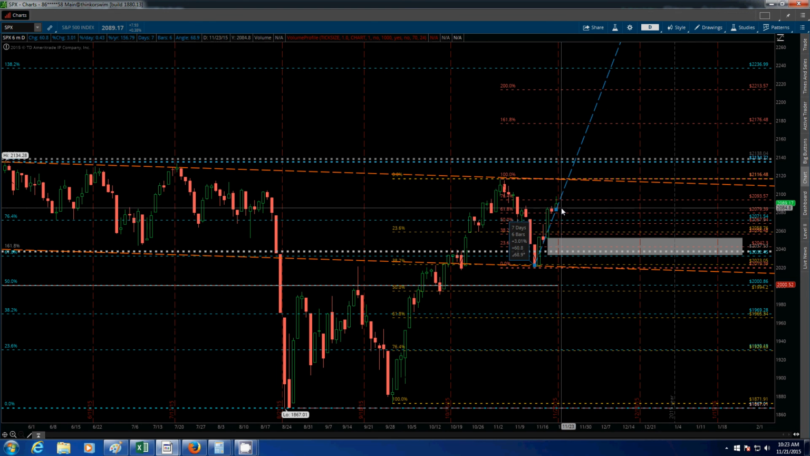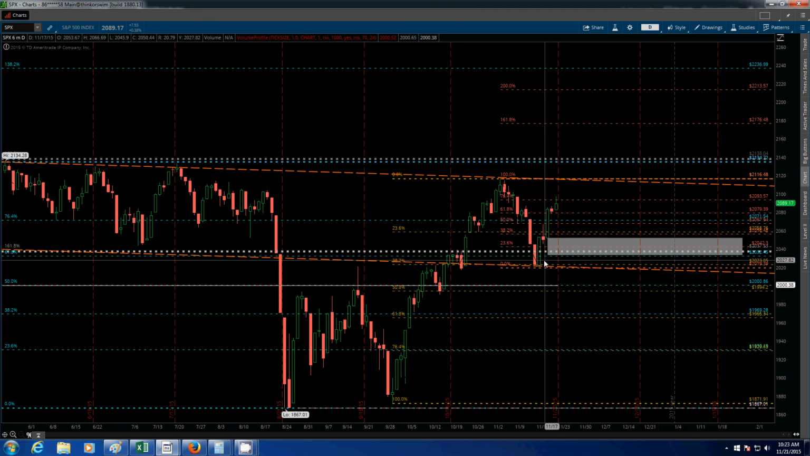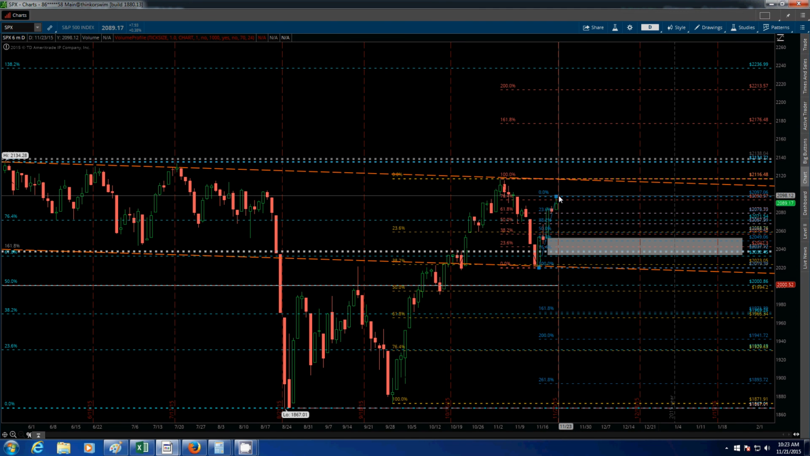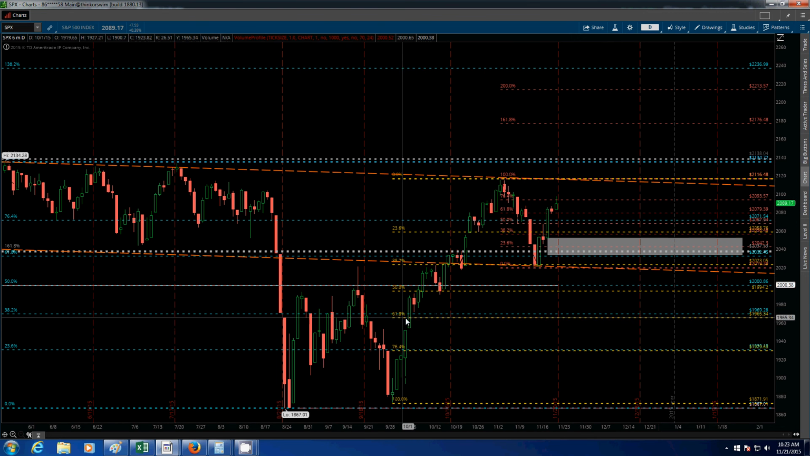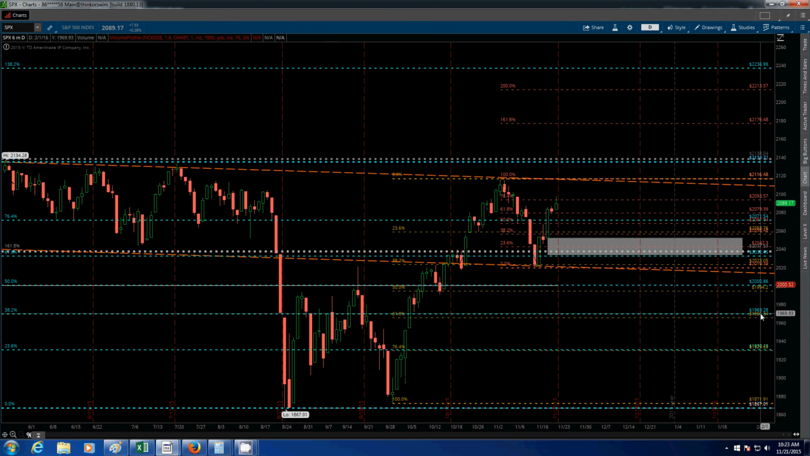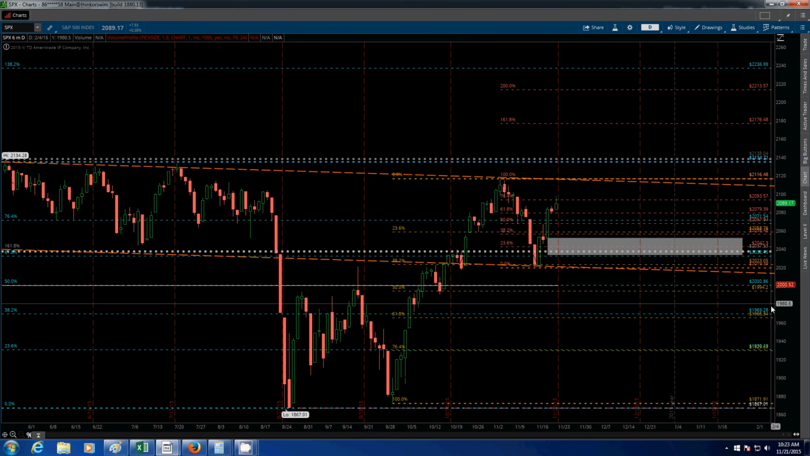If this is the top of the run and we do break lower, we could simply take a Fibonacci and do something like that. And we see that the 161.8 sits down there at 2171, which is also down here in this cluster of fibs as well in the 1970s. So those are certainly the areas of support lower I would be watching as well.